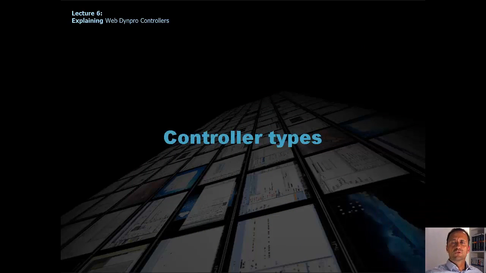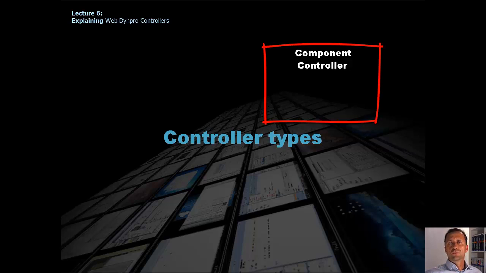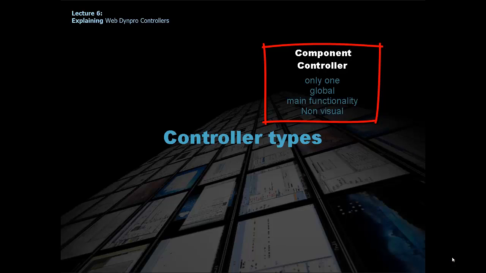The different types of controllers that you can find in a Web Dynpro component are as follows. There's first of all the component controller. There's only one component controller in each Web Dynpro component. This is a global controller visible to all other controllers. The component controller drives the functionality of the entire component and has no visual interface.